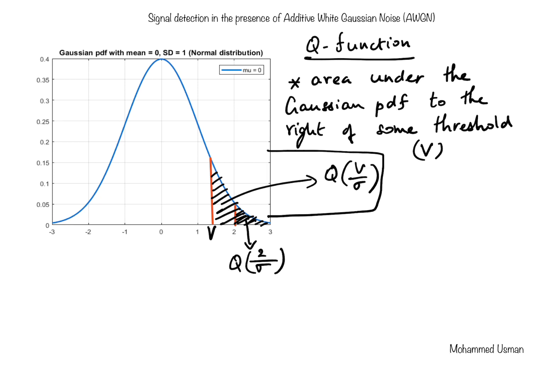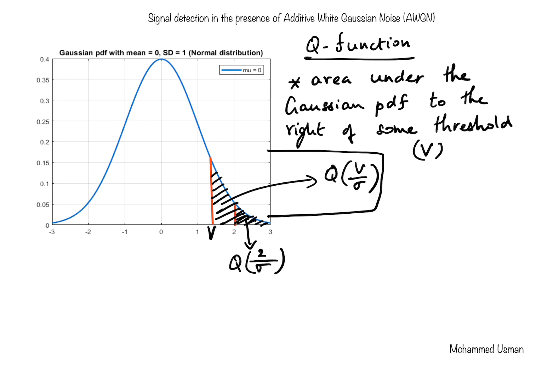But the important thing here is that it's the area to the right of some V, which we can write as Q of V by sigma, when the Gaussian PDF is centered on 0. It should be centered on 0. If it is not centered on 0, we'll need to shift it and bring it to be centered on 0, and then determine what that cutoff point is, and correspondingly we will find the Q function. Now the importance of the Q function is that we will be using it in computing the error probabilities in our analysis later.